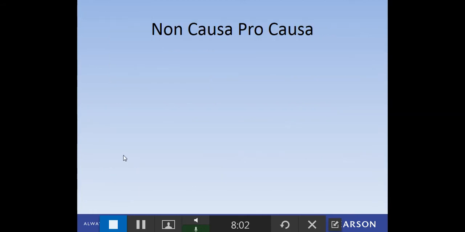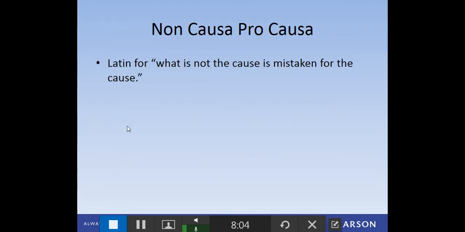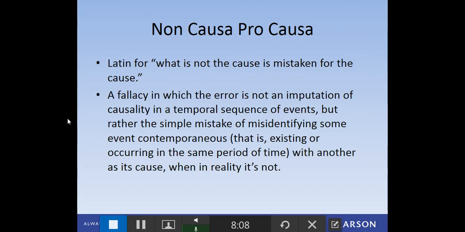Okay, next one. In false cause, non causa pro causa, Latin for what is not the cause is mistaken for the cause. This occurs when we're looking at a sequence of events that happen contemporaneously, that is in the same period of time, and you assume something is the cause when it's actually not.